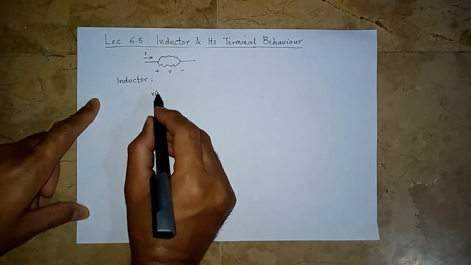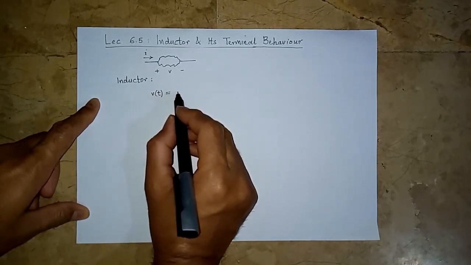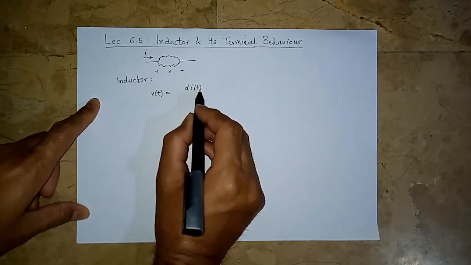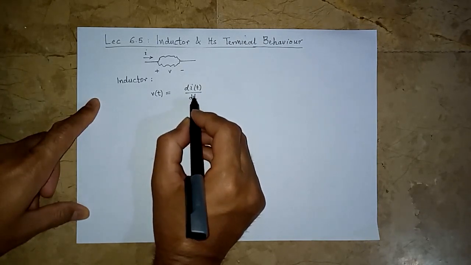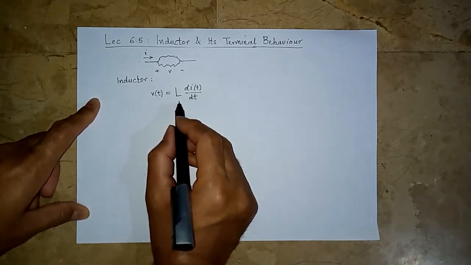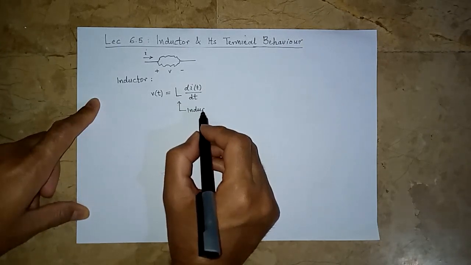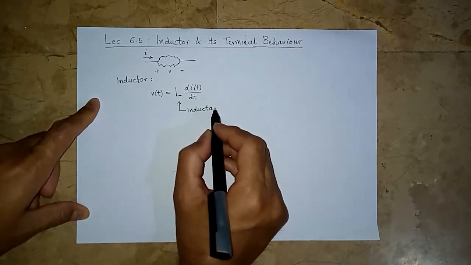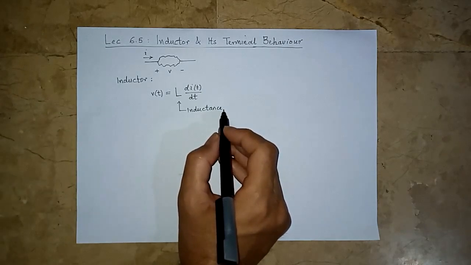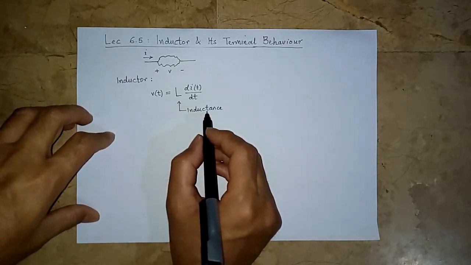The voltage across its terminals, which is a function of time, is directly proportional to the rate of change of current through it. And the proportionality constant is something that is known as inductance. This is a property of a construction and material that captures the particular behavior that we are interested in.